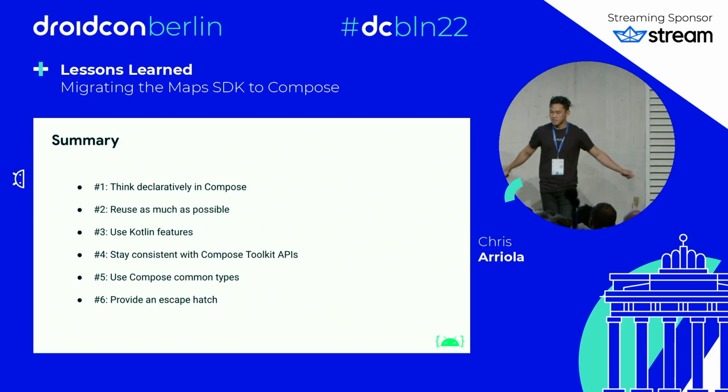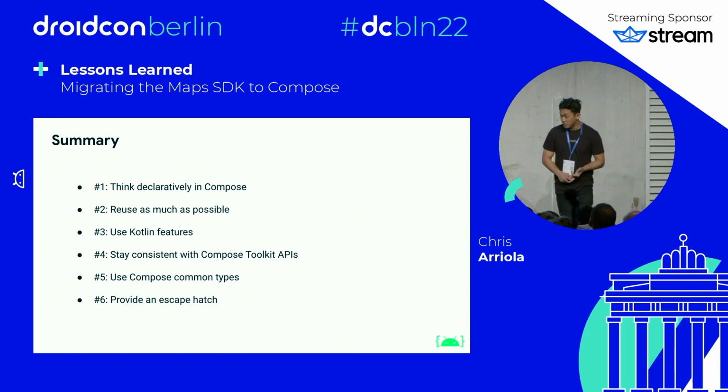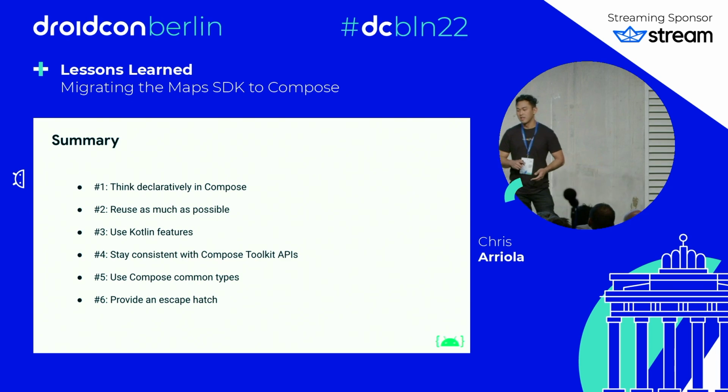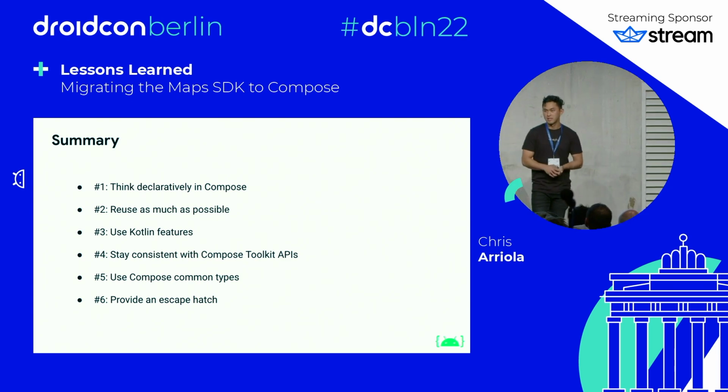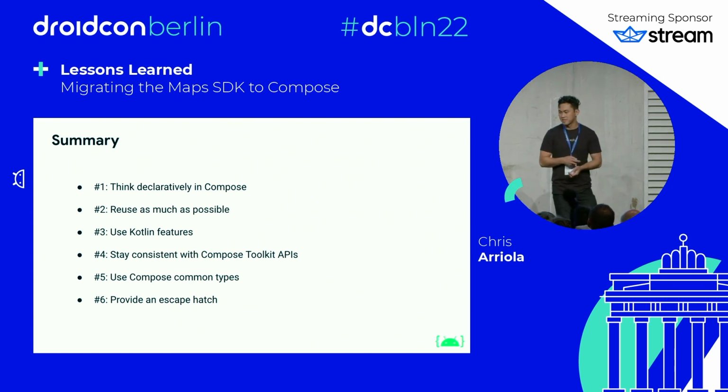So to summarize: think declaratively in Compose, reuse as much as possible, use Kotlin features, stay consistent with Compose toolkit APIs, use Compose common types, and provide an escape hatch.